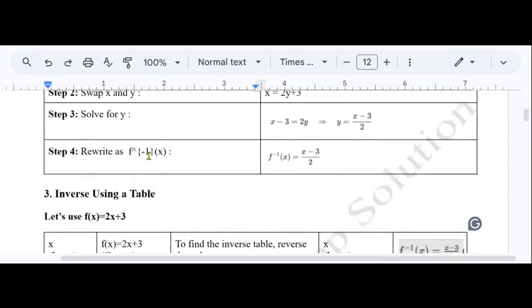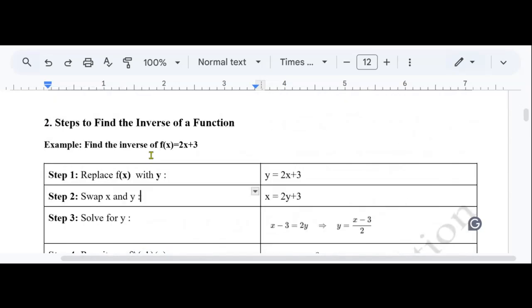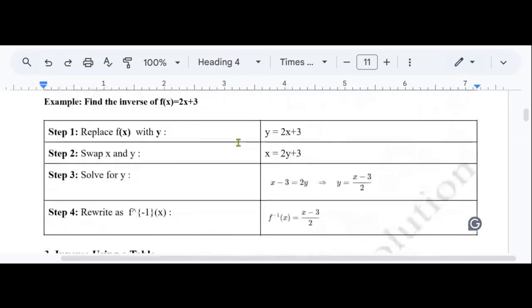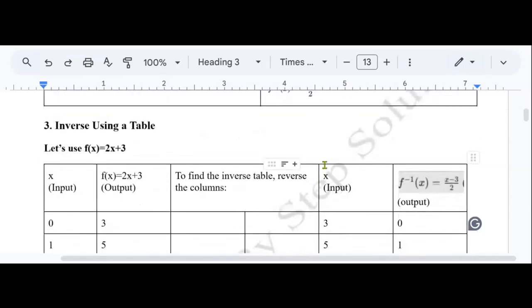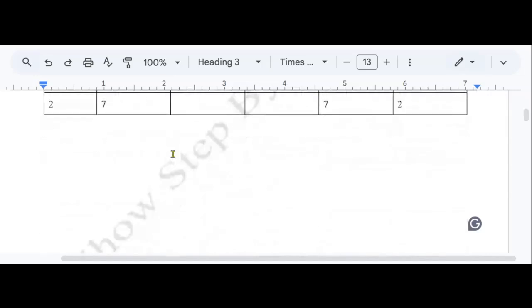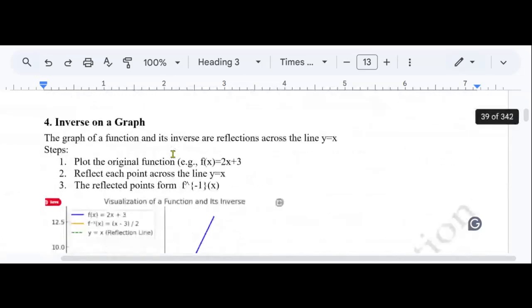So we finish with the equation. Example, find the inverse of the equation. I'll just put here equation. Now the second one is the table. We finished with the table. Now the third one is the graph.